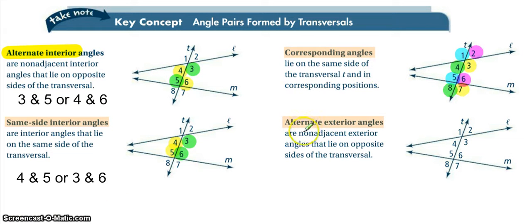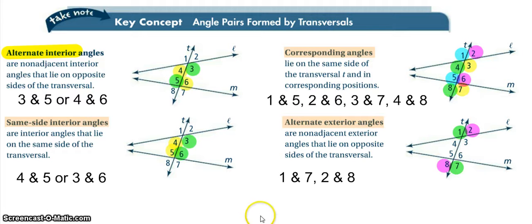And there you go. Alternate exterior angles, moving on. We are exterior, so we are looking at 1 and 2 or 8 and 7. And then you want alternate sides of the transversal. So we would have 1 and 7, or we could say 2 and 8. Please make sure you have all of this written down before moving on.